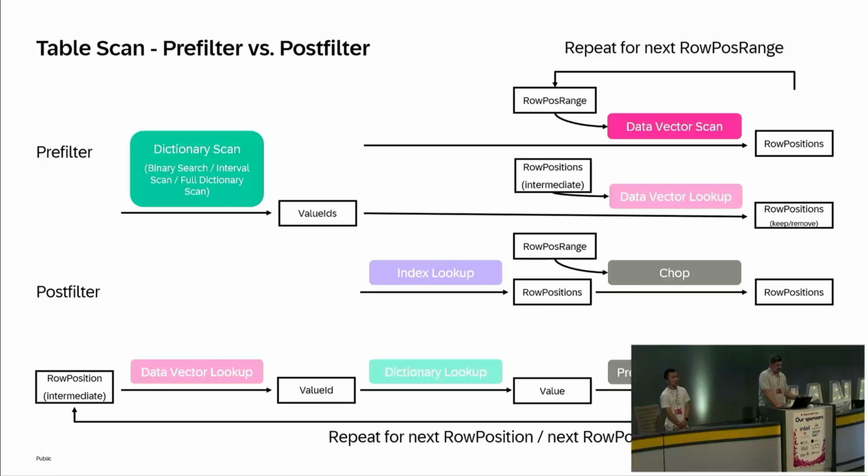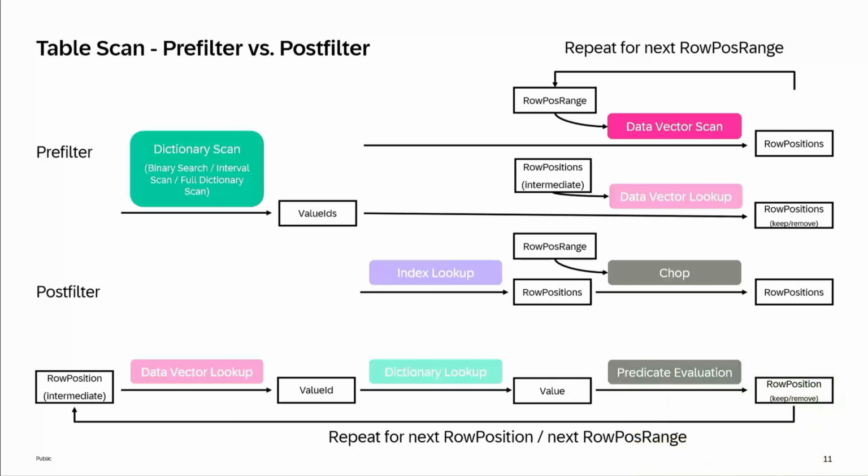The post filter works kind of the other way around. We have this given intermediate result of row positions. Then we do the data vector lookup, which gives us directly the value ID. We go to the dictionary, do a dictionary lookup, which gives us the value, and then we can evaluate the predicate on this value, decide if the row position needs to be kept or removed from the result, and then we can repeat the process for the next row.